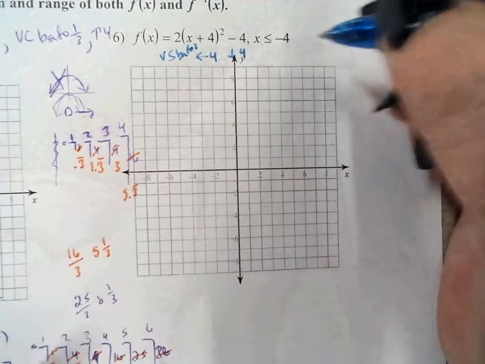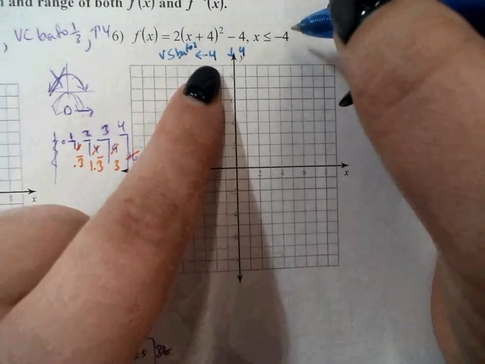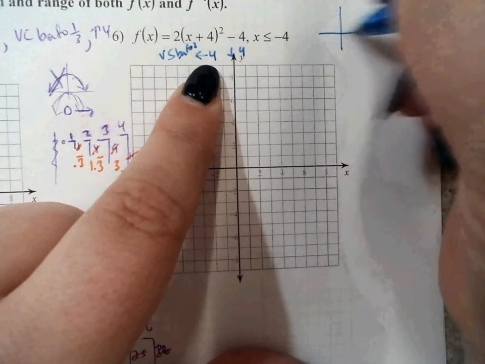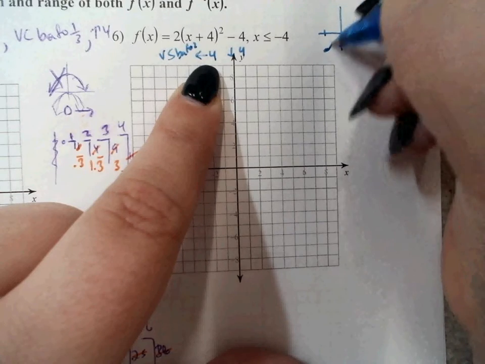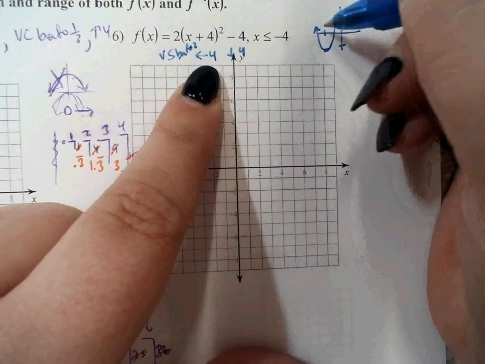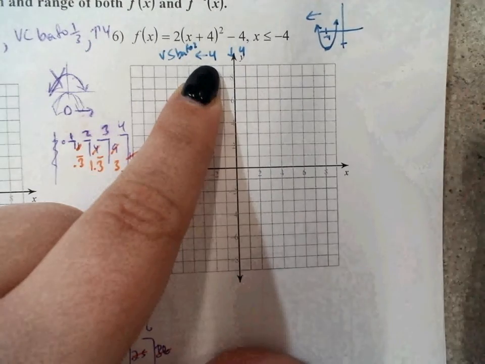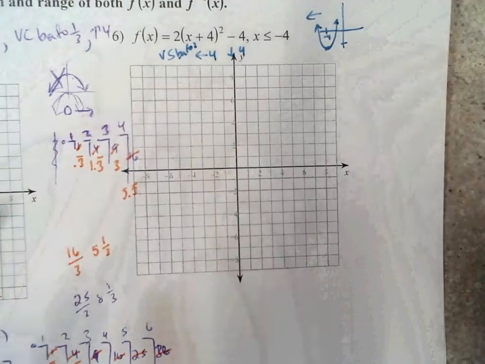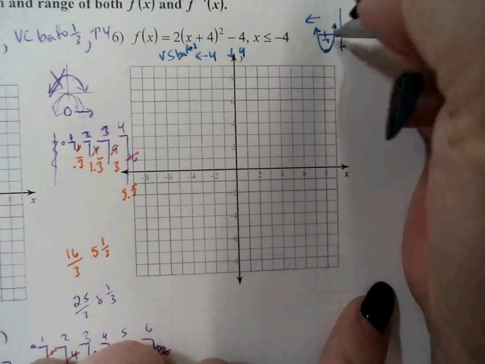So what's interesting though is that it's restricted to x less than or equal to -4, which is where this vertex is. So imagine we've got a quadratic shifted to the left 4 and down 4. Opens up, the vertical stretch just makes it steeper. But then we're restricting it to x less than or equal to -4, so we're restricting it to this side. Yeah? So I'm actually only going to see the left side of it, not the right side of it.